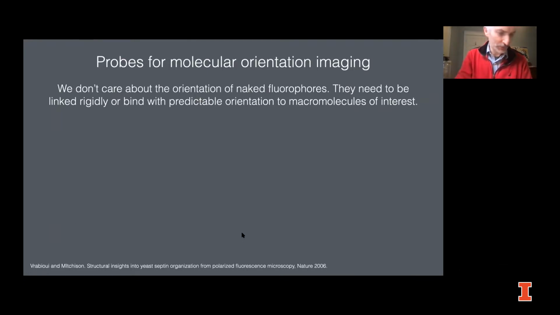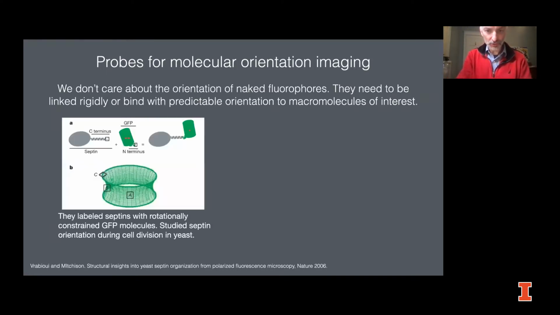Okay, so how are we going to use this? We're not interested in mapping the orientation of naked fluorophores or loose solutions of GFP. They need to be linked rigidly or bound in some predictable orientation to macromolecules of interest. So that's what people do. And I should make clear, we didn't invent this technique of fluorescence anisotropy. We've just tried to do it in a more three-dimensional way than anyone has before.